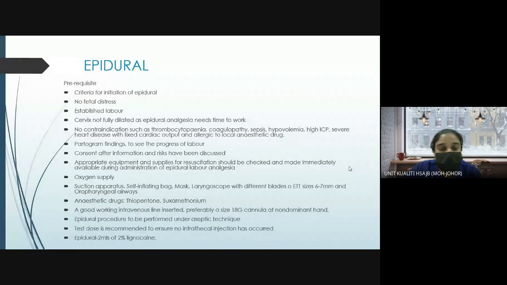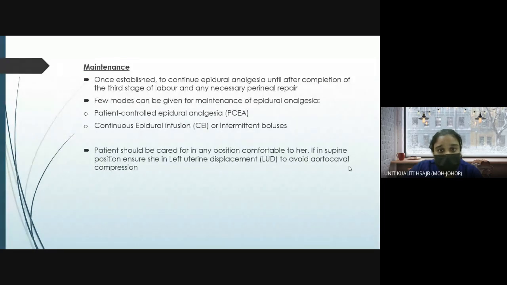local anesthetic drug. Partogram findings should be noted, consent should be taken, and appropriate equipment and supplies for resuscitation should be checked: oxygen supply, suction apparatus, anesthetic drugs, and a good working intravenous line. The epidural procedure is to be performed under aseptic technique, and a test dose is recommended to ensure no intrathecal injection has occurred, with epidural 2 mL of 2% lignocaine. Maintenance, once established, is to continue epidural analgesia until after completion of the third stage of labor and any necessary perineal repair.